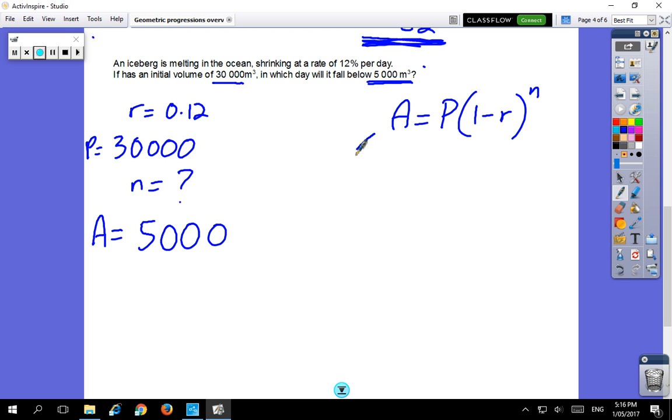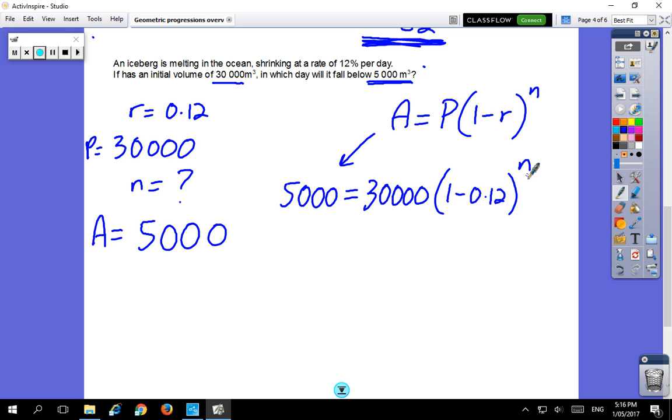So let's put in what we know. We know that the amount we're after is 5,000. We know that we start with 30,000. And we know the rate will be 1 minus 0.12, and that there's an n up there. I'm just going to tidy this a tiny bit. I like to write this out as just one number. It makes it a little easier to see. 1 minus 0.12 is 0.88.